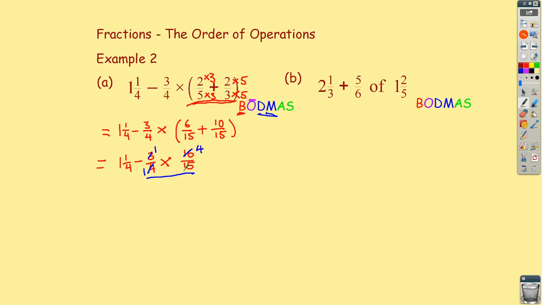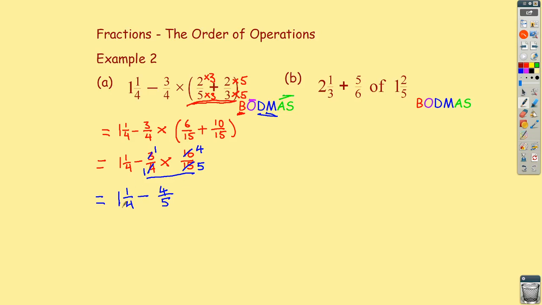Divide by 3, you'll get 1, and 15 divided by 3, you will get 5. Okay? So, this multiplication just became very easy indeed. We're going to have our 1 1/4, take away 1 4 is 4, and 1 5 is 5 for 4/5. And now we look at it, we say we've got no more division or multiplication, so we're on to our last step, which is addition and subtraction.